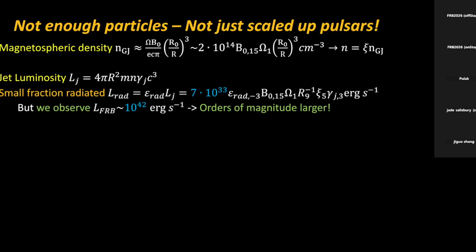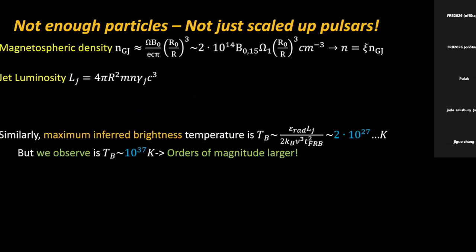This is different from pulsars. In pulsars, there is no such problem. You can do this, but this is not the case in FRBs. So the conclusions are qualitatively different. Similarly, you can do this in terms of brightness temperature. Again, there's this 10 orders of magnitude difference between what you would expect and what you actually get.